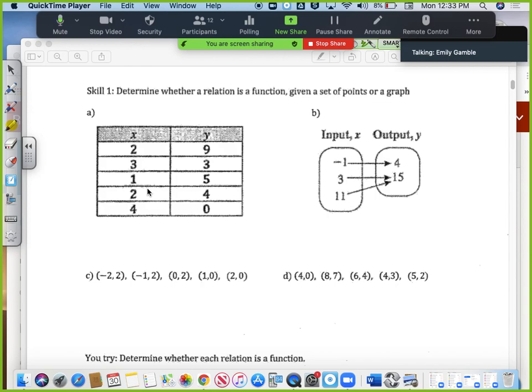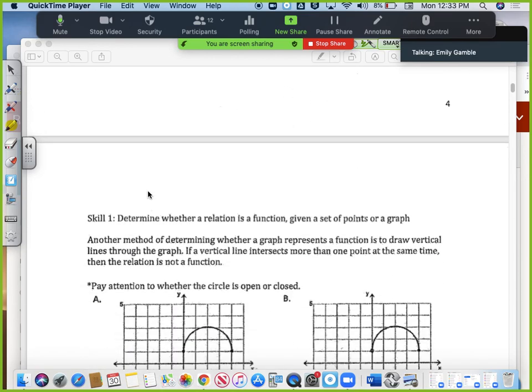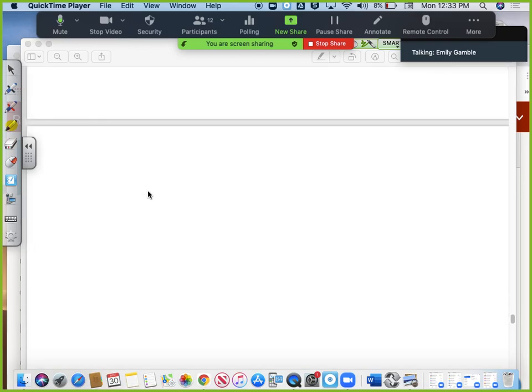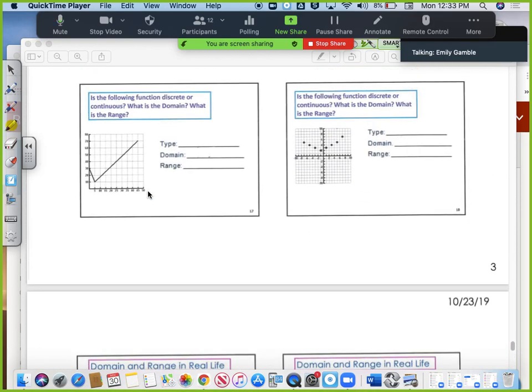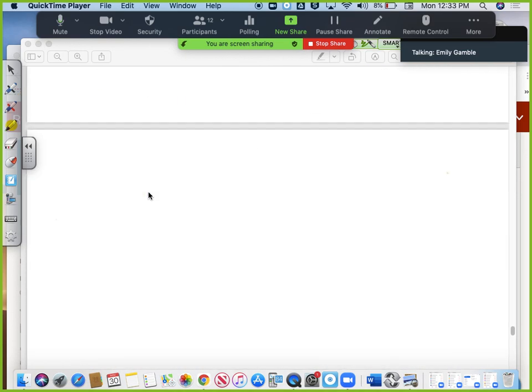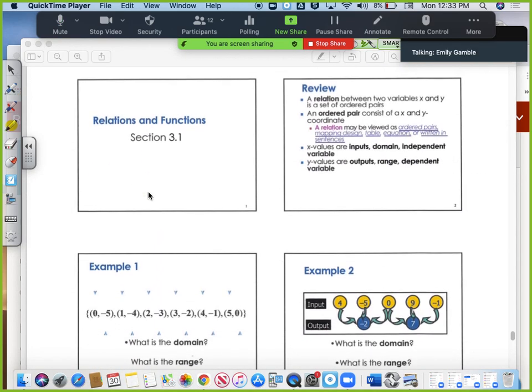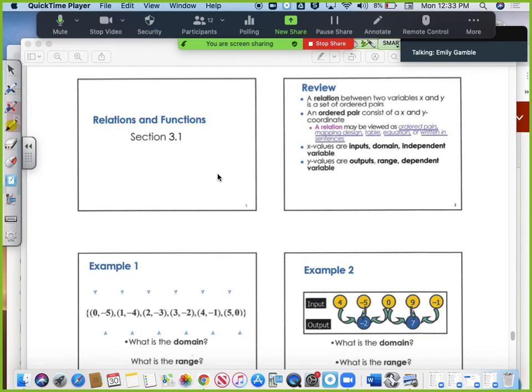So determining whether a function is a given set from a given set. Is this what you guys see next? Oh, no. So mine is a little bit off, and if you don't have the actual notes in the same order, yours is going to be off too. Let me scroll till I find what we're doing next. So here's what you see, right? Looks like this.